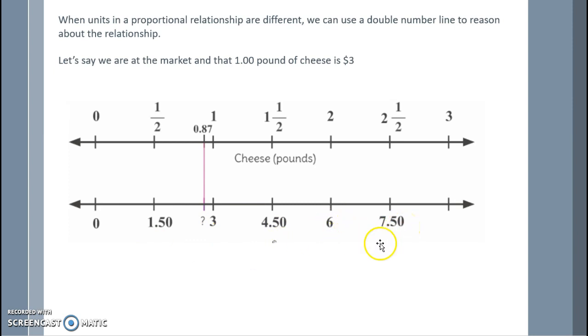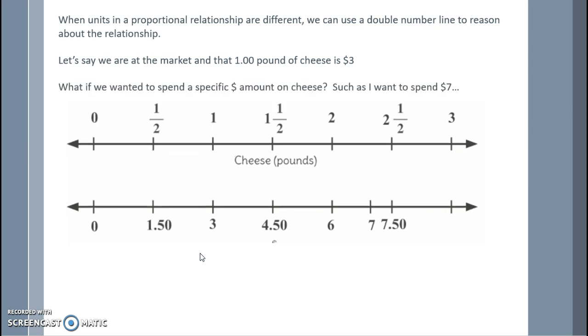Further, what if I wanted 87 hundredths of a pound? How much money would that cost me? We know it has to be between $1.50 and $3 because of where it lands on the double number line. So I can take 87 hundredths times $3 and it would cost me $2.61.